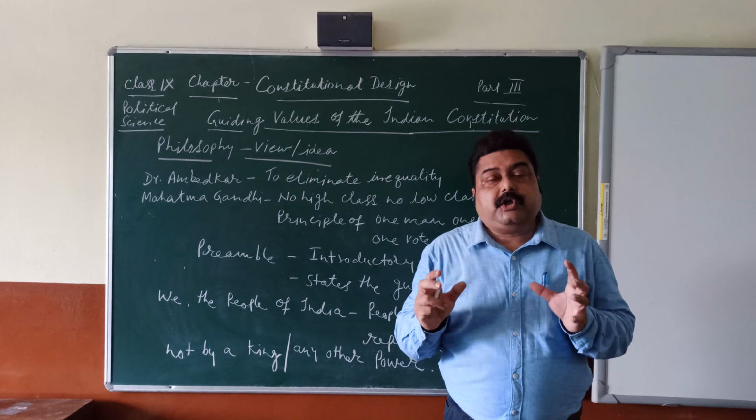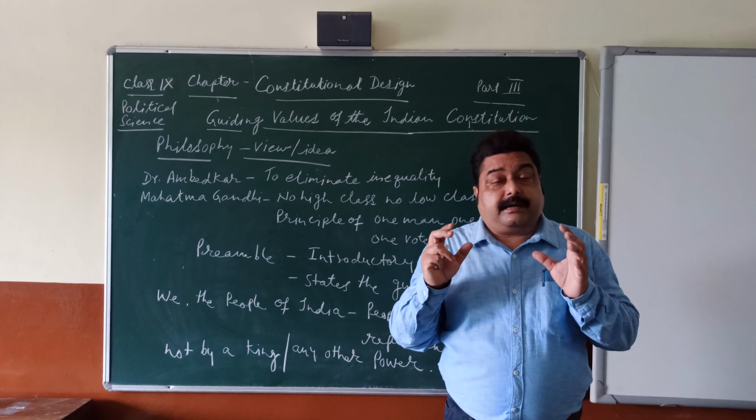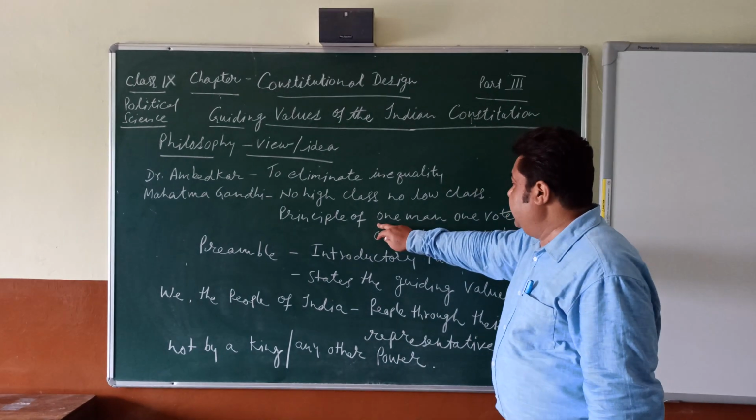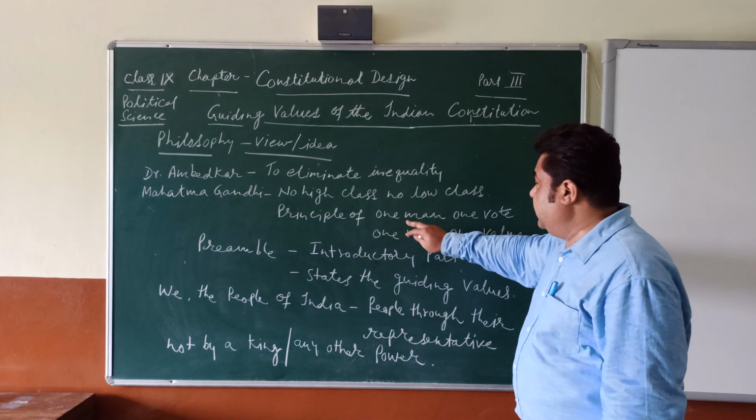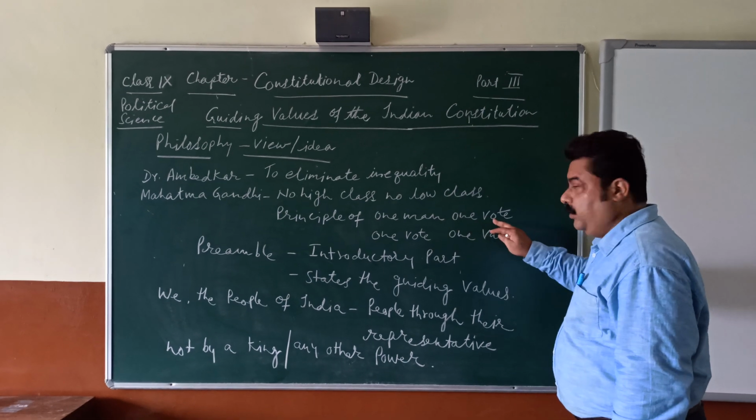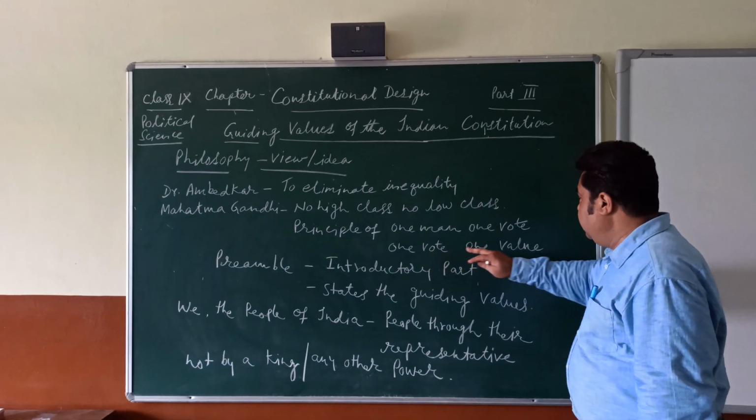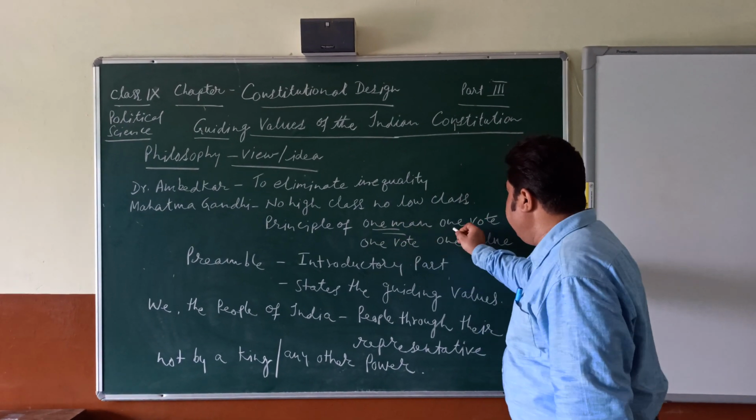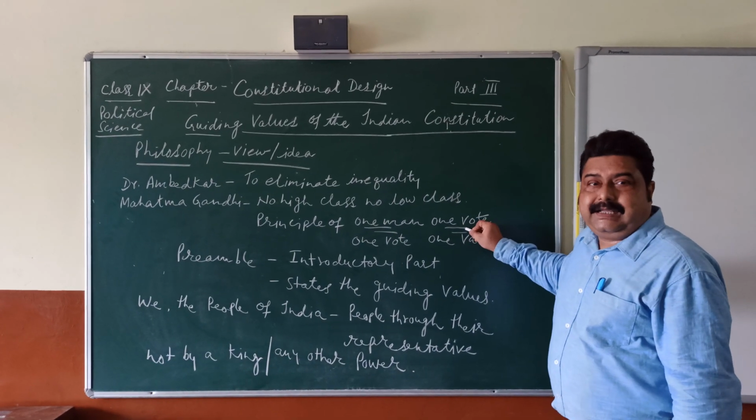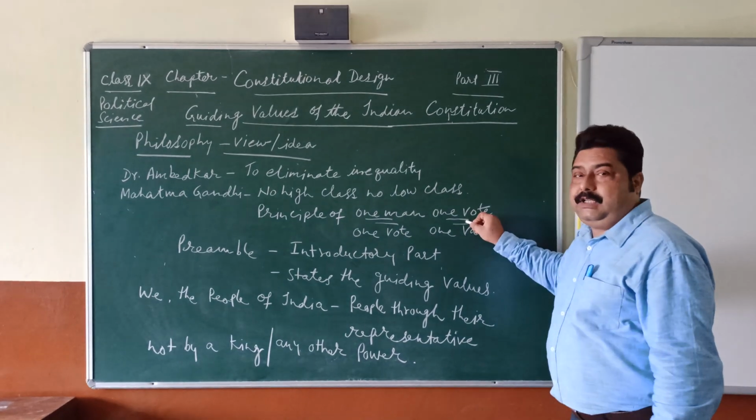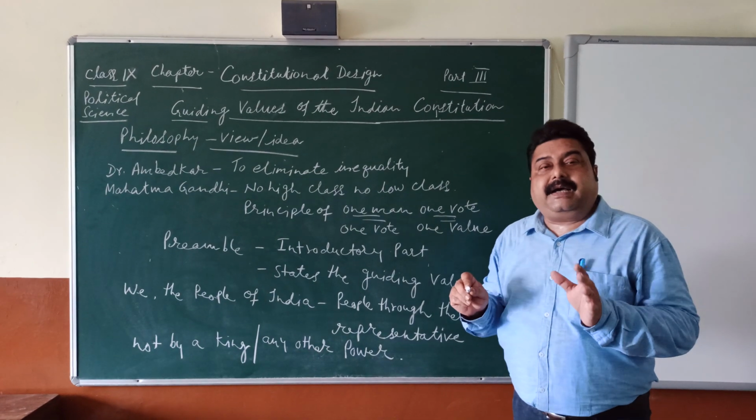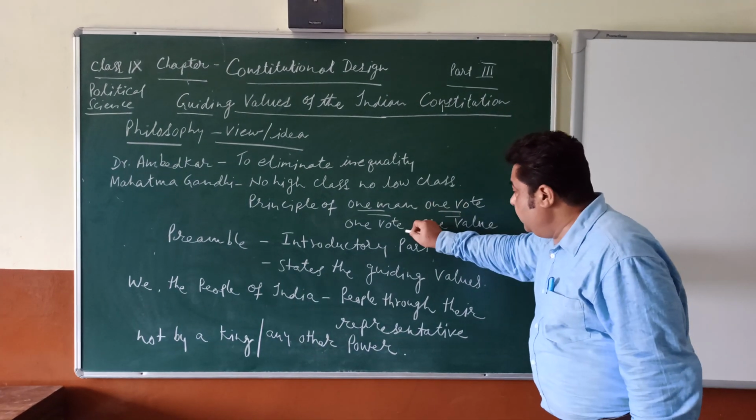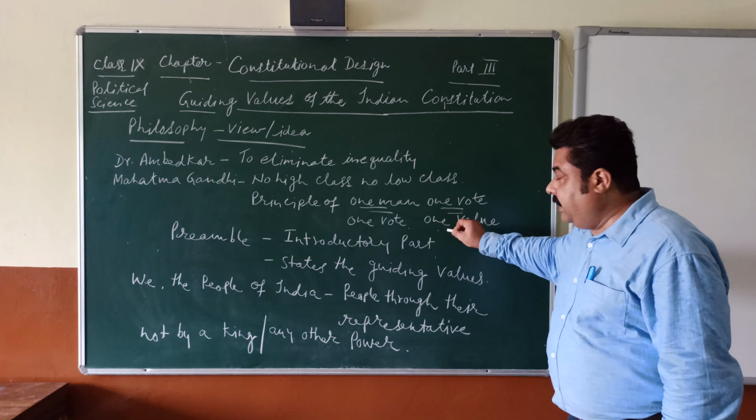He had a dream of an equal society, and that was the principle he proposed: one man, one vote, one vote, one value. What is the meaning of that? That every person should have the right to vote equally. It is not that some are given the right to vote, but some are not. And every vote should have equal value, one value.